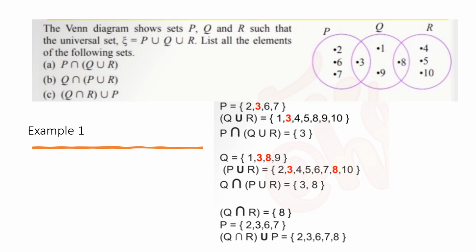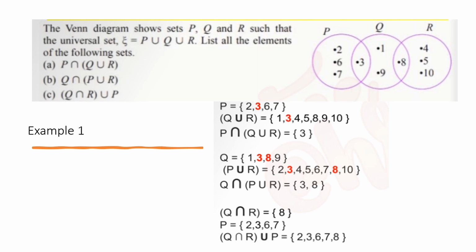And then for the third example, you can see that the operation is in front. Okay, the bracket operation is in front, still the same thing. So Q intersect R. First we'll see what is Q intersect R. So here we can see that Q intersect R is 8. And union P. So list down what is P first, which is 2, 3, 6, 7.